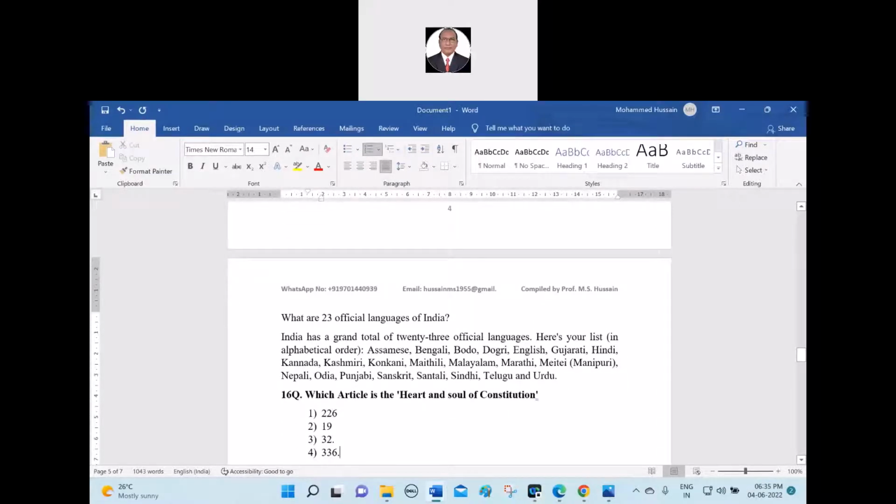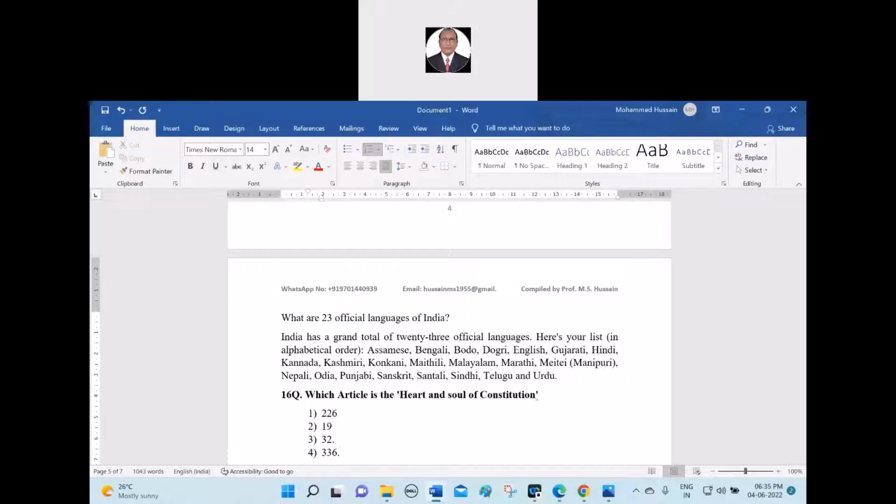Which article is the heart and soul of the Constitution? 1, 226, 19, 32, 336. Option 32. 3 is the correct answer. 32, yes.